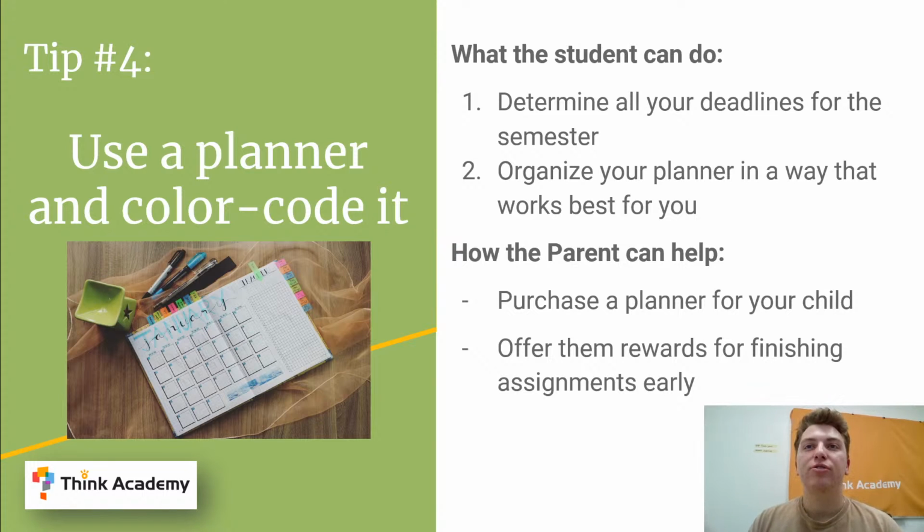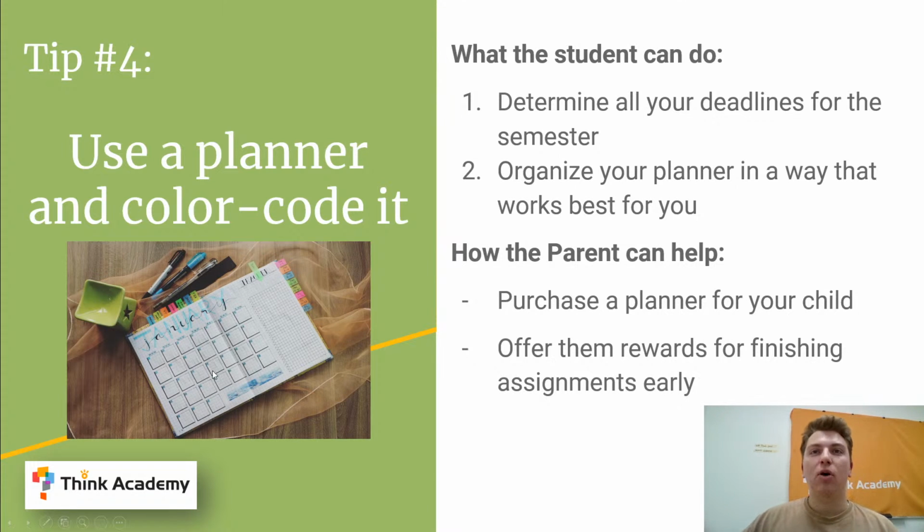Okay, so how the parent can help, of course, purchase a planner for your child. They need some way to be organizing themselves. And then again, offer them rewards for finishing assignments early. So the other great thing about this planner and them building this planner is that it's an easy way for you to take a look at their planner and check what their deadlines are. You can see, oh, you had these things due last week. Did you do them on time? How'd you do on them? It's a great way for you to check in and keep track of your students' progress without having to organize all of their deadlines. They're doing that, and you're just able to check in. And that's a great thing about this planner as well. And then, of course, you can offer them rewards for when they're finishing these assignments early because you'll know when the deadlines are, right? All right.